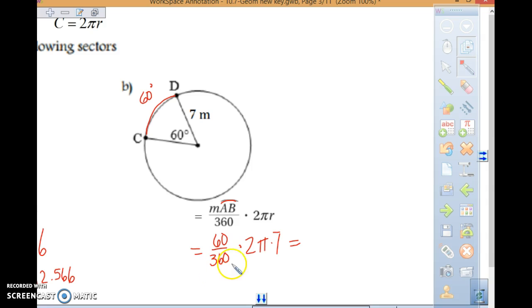So if you do 14 over 6, that gives you 2 1/3 pi. Or you could write it as 7/3 pi if you did an improper fraction, and rounding that to 3 decimal places would be 7.330. Again, that is meters. So our label would be meters because it's a length. If we go back to letter A, that would have been centimeters.